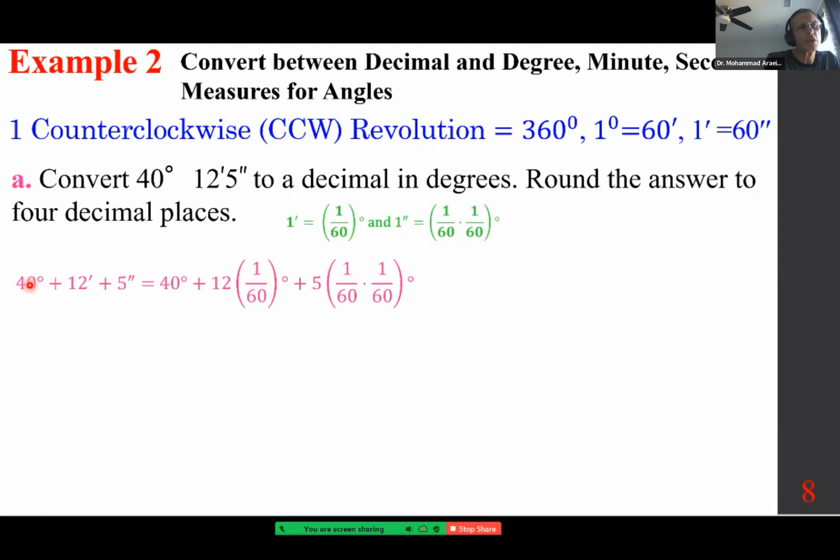So 40 degrees plus 12 minutes plus 5 seconds. This 12 minutes means 12 times 1 over 60 degrees. This 5 seconds means 5 times the product of these two, 1 over 60 times 1 over 60. And now basically use a calculator. You do the math, you add them up.